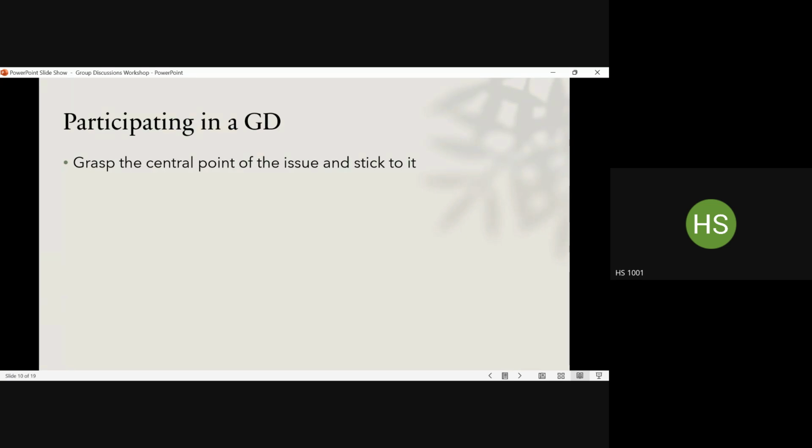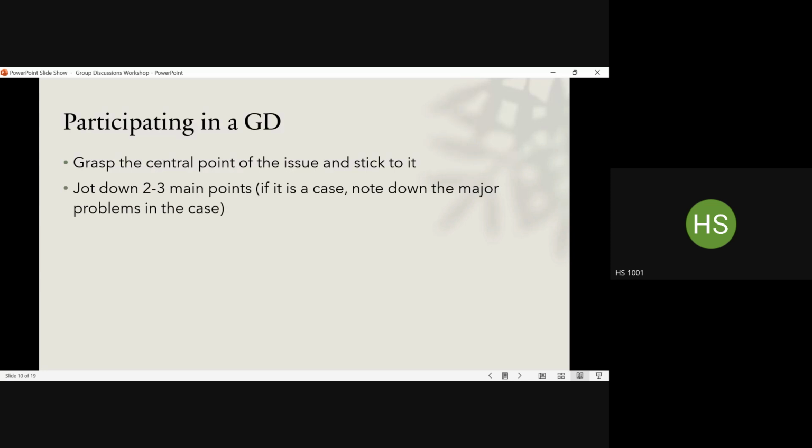You'll need to easily grasp the central concern in the issue and phrase your ideas or bring out your suggestions in relation to that central concern. You've listened very carefully to the panel reading out the topic. You understand what the central concern of the topic is. Now we are going to plan what it is that you want to say. Okay?